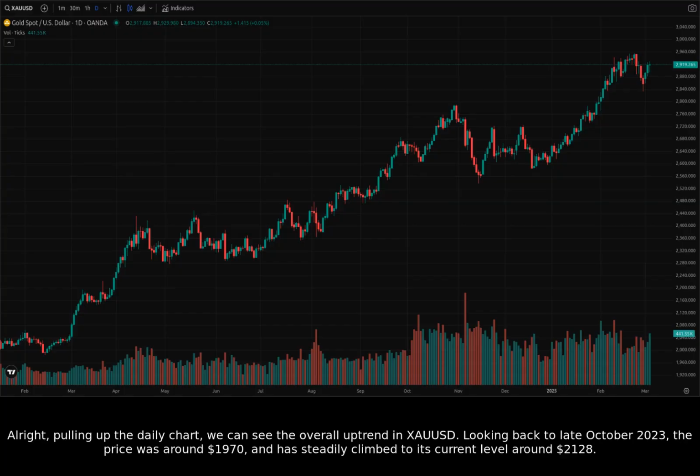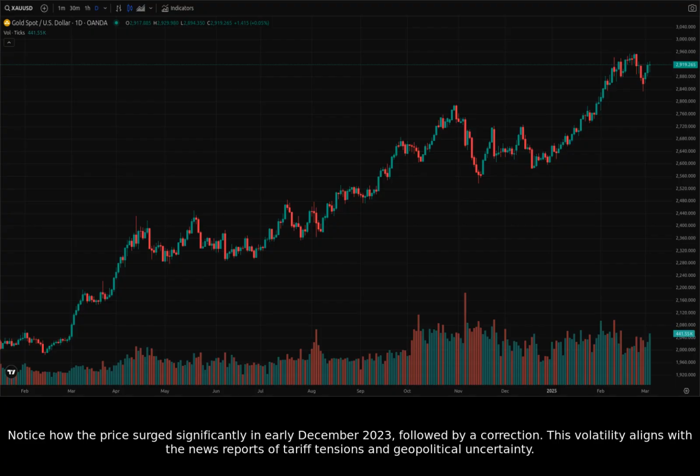Alright, pulling up the daily chart, we can see the overall uptrend in XAUUSD. Looking back to late October 2023, the price was around $1,970 and has steadily climbed to its current level around $2,128. Notice how the price surged significantly in early December 2023, followed by a correction. This volatility aligns with the news reports of tariff tensions and geopolitical uncertainty.